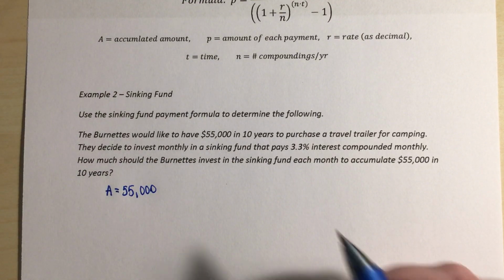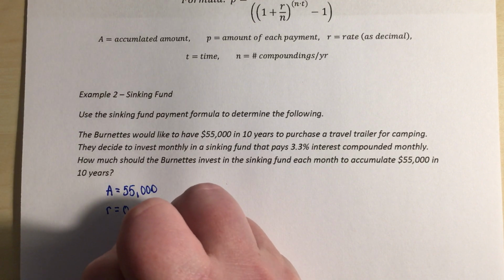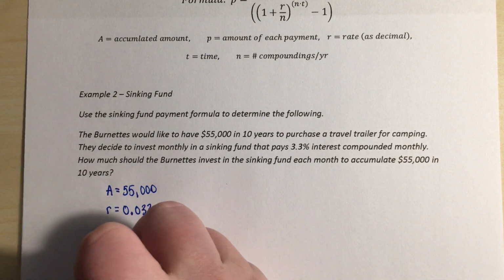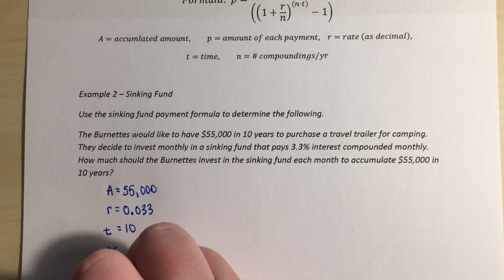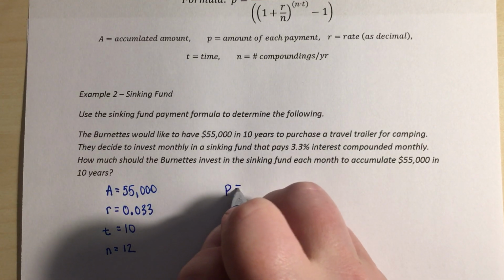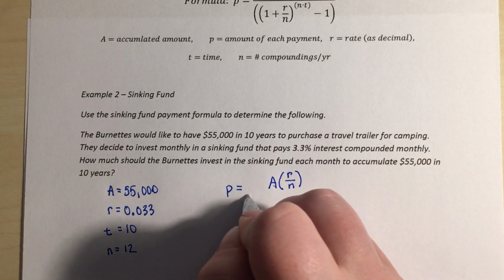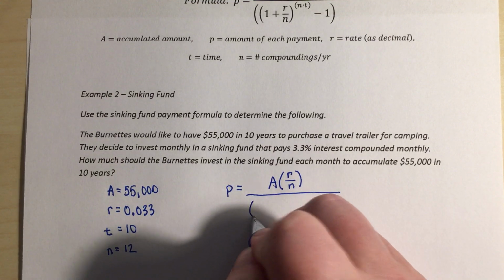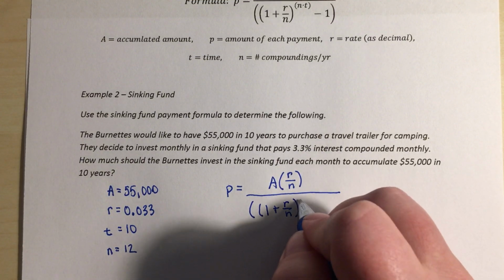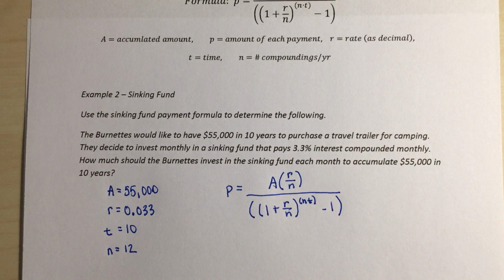Our interest rate, 3.3%, is 0.033. Our T, our time, is 10 years. N, they're investing monthly, so N is 12. We're going to use our formula from above, with 1 plus R over N to the NT, minus 1 in the denominator. Start plugging our values in.